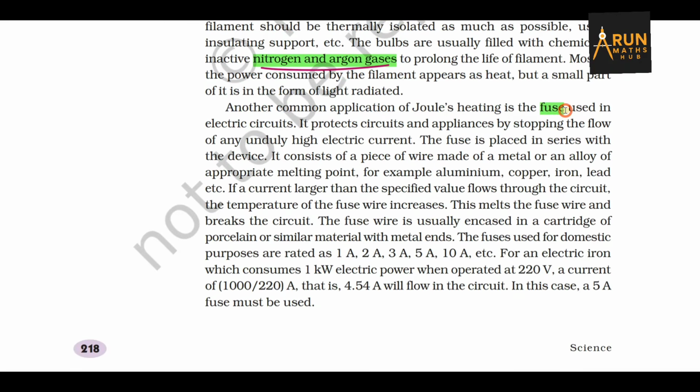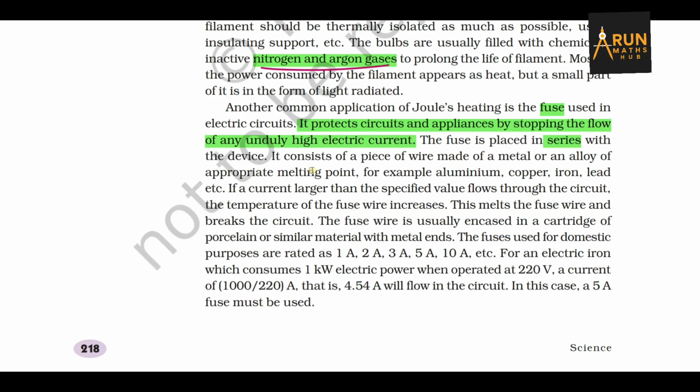Now we have one more concept called a fuse. What is a fuse? A fuse is an electrical safety device which has a low melting point. When higher current flows through it, what happens? It melts and protects the circuit. It protects the circuit and appliances by stopping the flow of an unduly high electric current. Always the fuse is placed in series. How is the fuse placed in an electric circuit? It is placed in series.